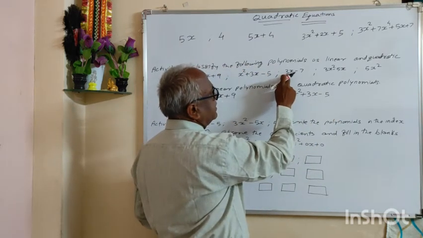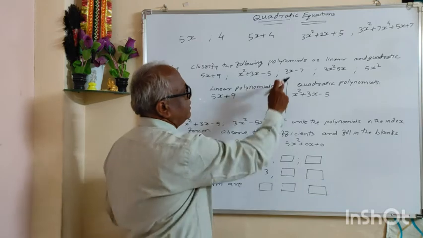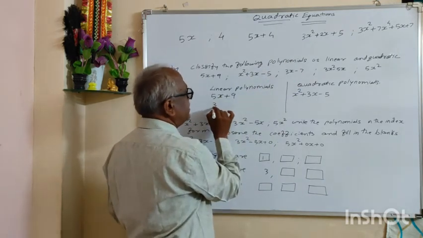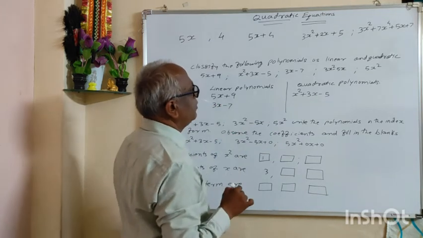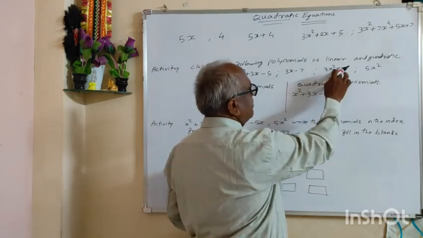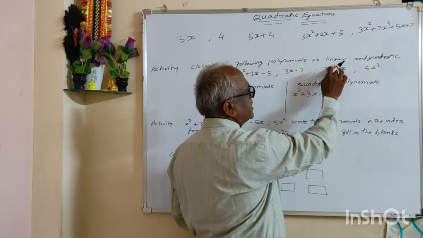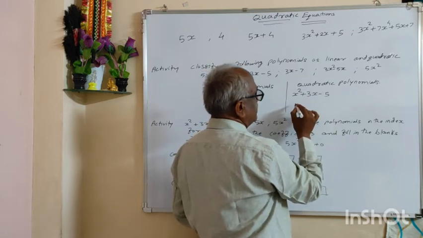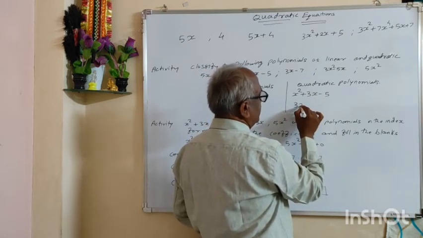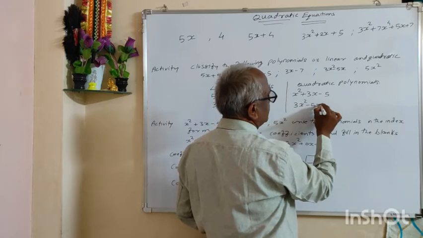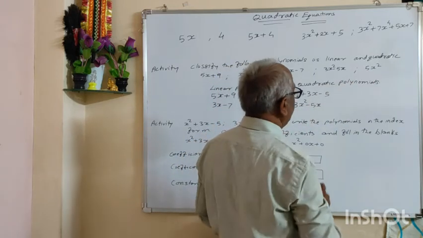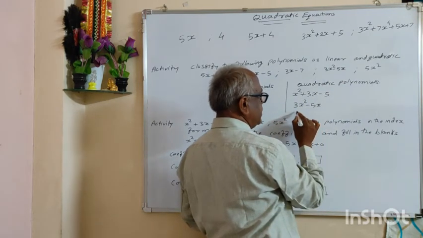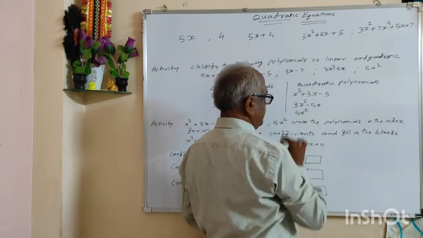Next example, 3x minus 7. Here the variable x has degree 1, so it is a linear polynomial. 3x square minus 5x. Here the variable x has degree 2, that is index 2, so it is a quadratic polynomial. And the last example, 5x square. Here also the variable x has degree 2, so it is a quadratic polynomial.